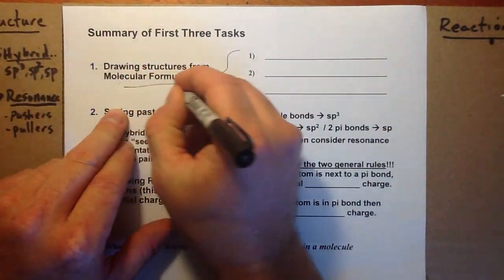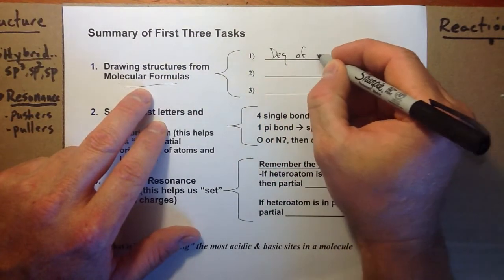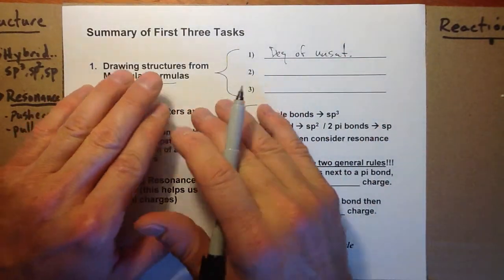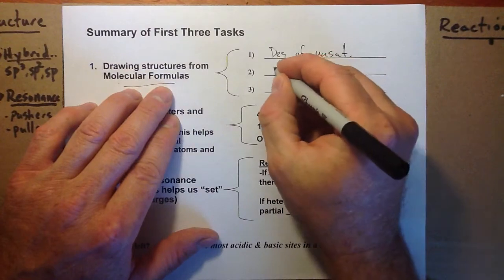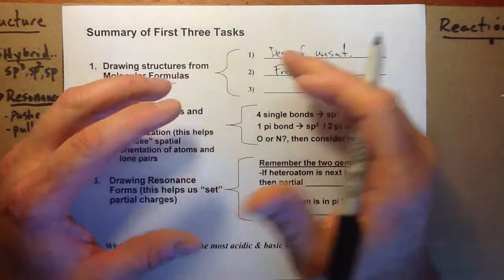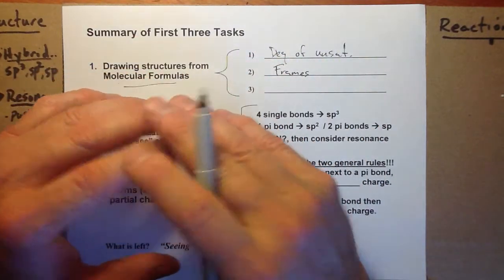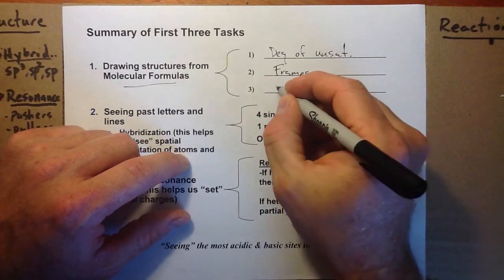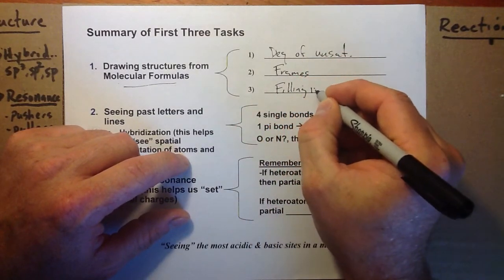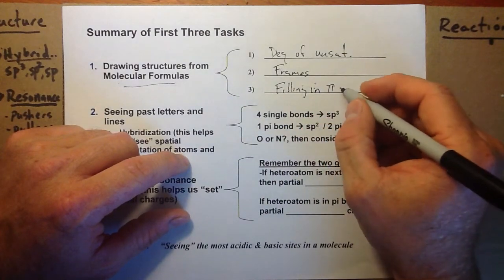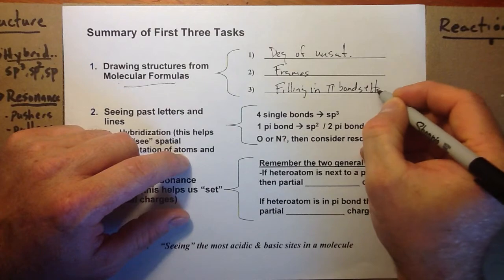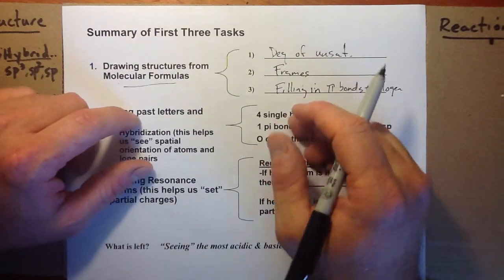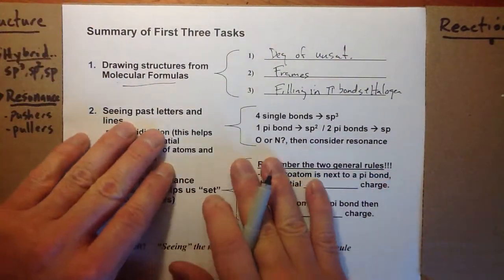Drawing structures from a molecular formula, we need to get to the degree of unsaturation, determine the number of pi bonds or rings you have within any structure that fits this formula. Try drawing frames, carbons being on the inside and halogens being on the outside. If we have oxygens and nitrogens, they can slip into the framing for the structure. Then fill in pi bonds that can be set in different places, and halogens that can be put on the framing of the carbons and oxygens and nitrogens that make up a particular molecular formula. And then we had seeing past letters and lines.